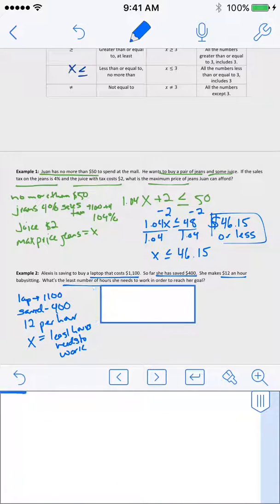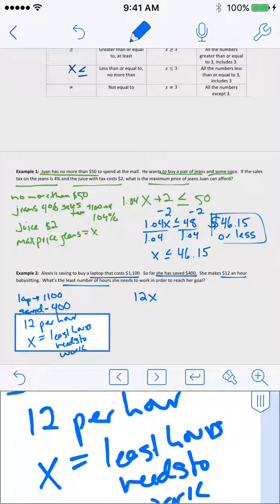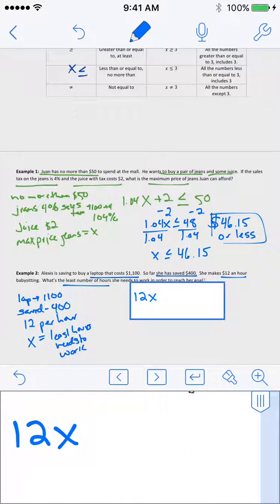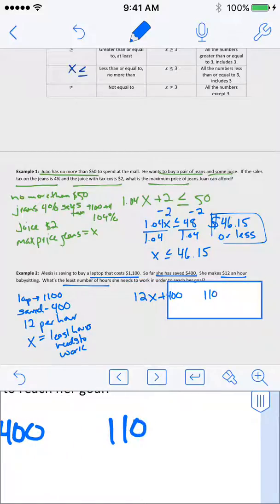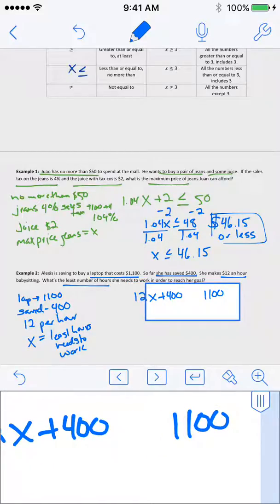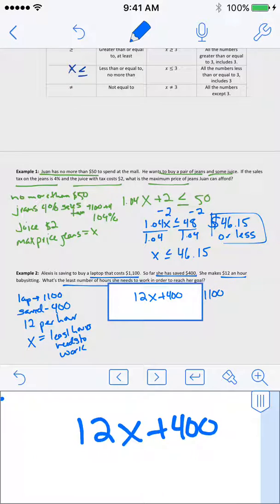Okay, so now we'll build our expression. $12 per hour is going to give her how much she makes, right, times the number of hours, plus the 400 she has. And we're going to compare that to the 1100 laptop. Now the question is, is it going to be less than or equal to, greater than or equal to? Well, this over here represents how much money she has, right? And we want to compare it to buying the laptop. Can it be less than 1100? No, it can't be less than 1100, otherwise she can't buy it.